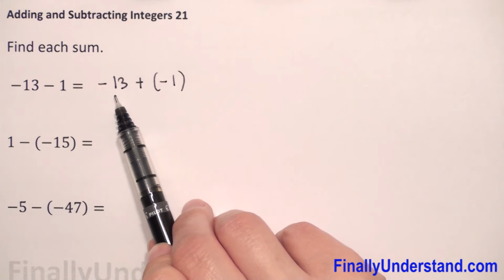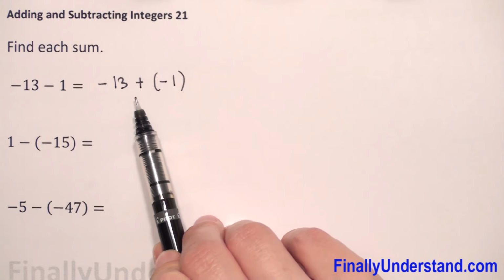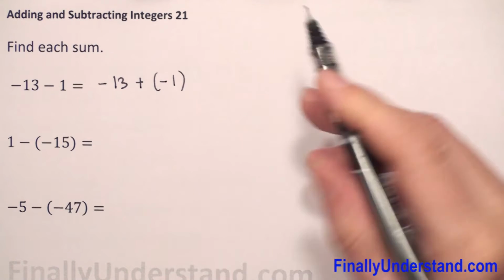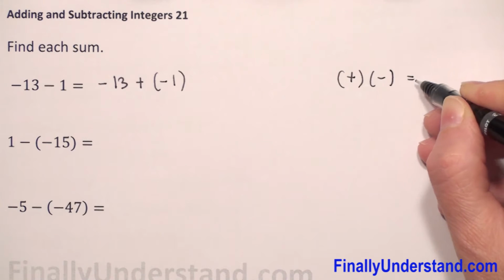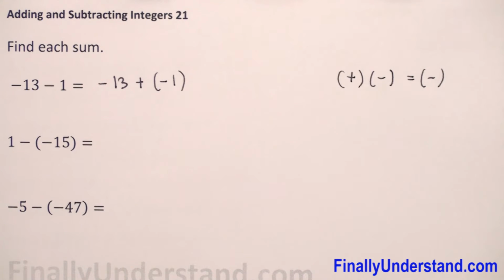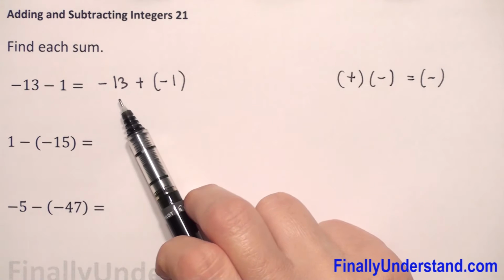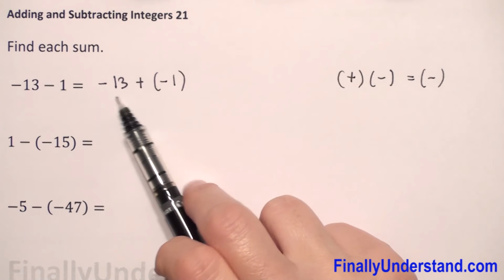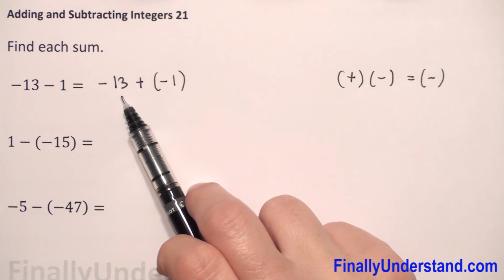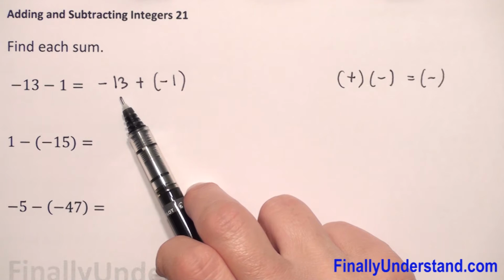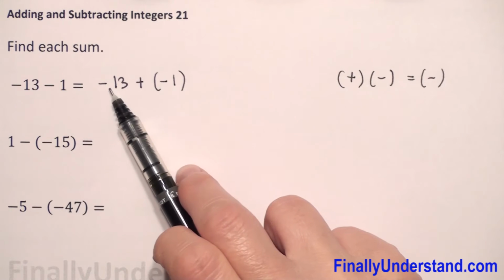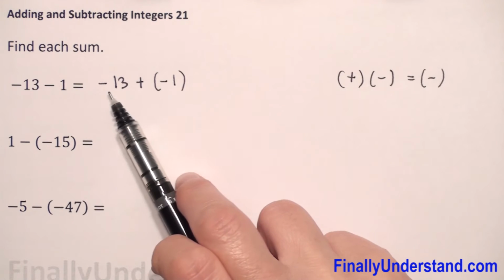I still have negative 13, positive and negative, like I said, is negative, so I didn't change our example. And now when I rewrite, we know how to add integers with the same sign. Both of them are negative.